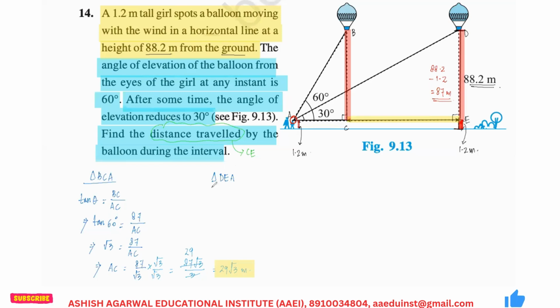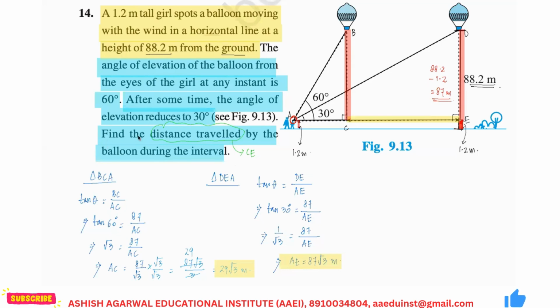Coming to the next triangle, which is triangle DEA. In this triangle, if we apply tan theta, it comes out to be perpendicular, which is DE, by the base, which is AE. Here, theta has to be 30 degree. DE value is once again 87 meter. AE value we do not know. We will keep it as AE. So tan 30 is 1 by root 3. This is 87, and AE remains as such. We cross multiply. We get AE value as 87 root 3 meter. Even this is going to be a useful value for us. We will box it up.